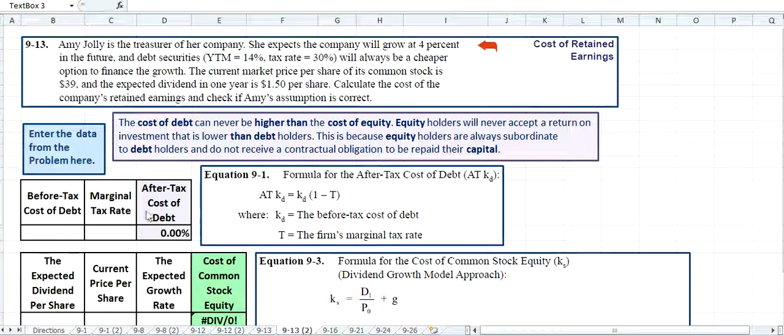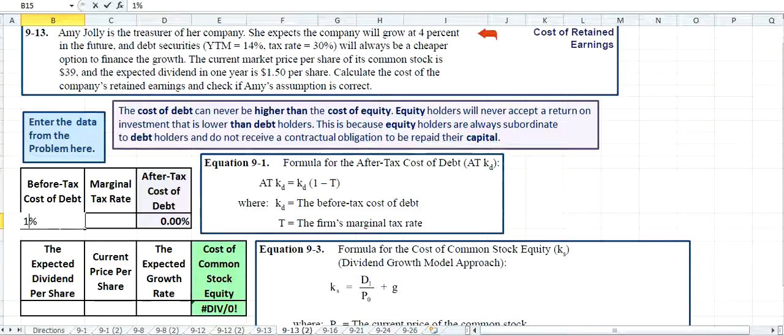So before tax cost of debt, the yield to maturity is 14%. So we put that right there, 14. The marginal tax rate is 30%. So we put that in there. So the after tax cost of debt is 9.8%.